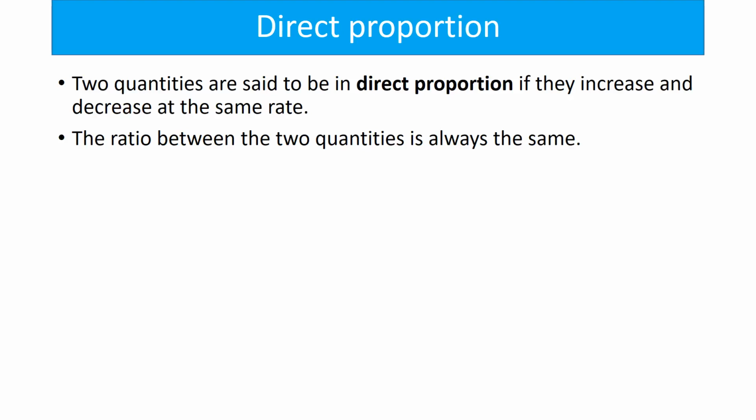In this video, we're going to look at direct proportion. We say that two quantities are in direct proportion if they increase or decrease at the same rate, and the ratio between the two quantities is always the same. So let's have a look at some examples.